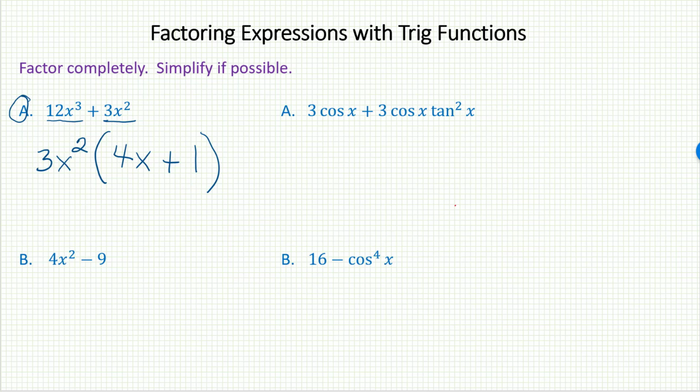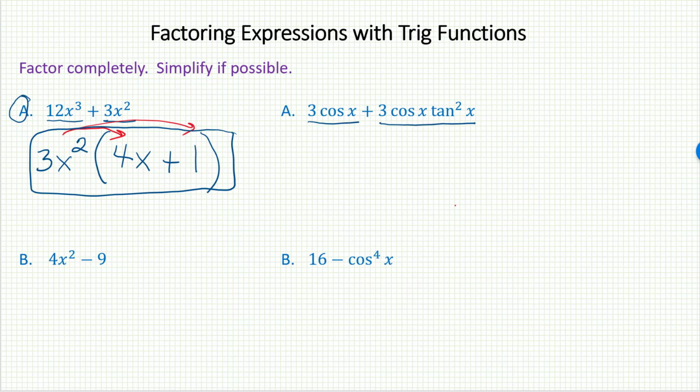You can check this very easily, right? By distributing this back, you're just going to get back to what we originally had. Here, then, would be the final factored answer. Well, it's the same thing with trig. If we look at example A on this side, here are my terms. Terms are the pieces separated by the pluses and minuses.